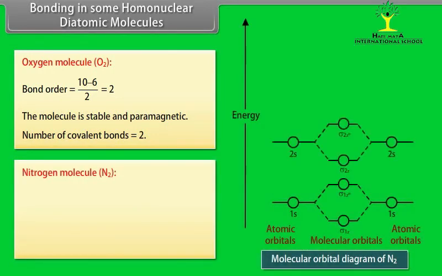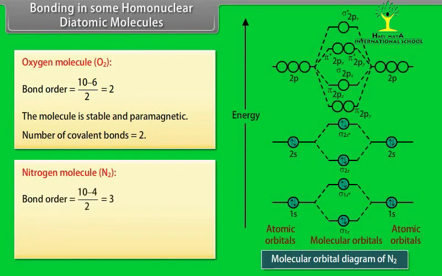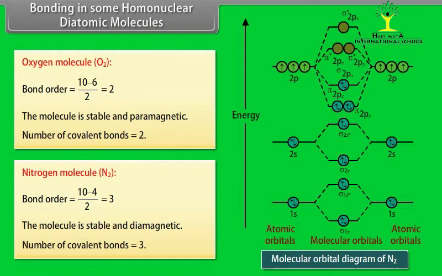Nitrogen molecule, N2. The value of bond order is 3. The molecule is stable and diamagnetic. Number of covalent bonds is equal to 3.